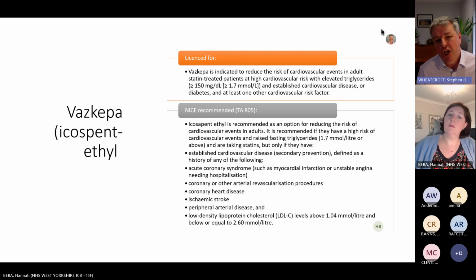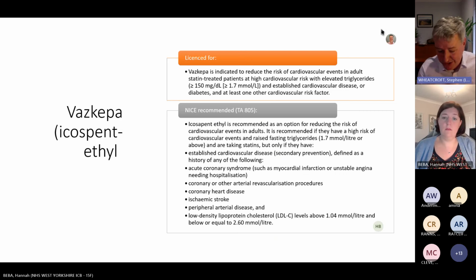Again, another underused and underprescribed adjunct we have to lipid lowering, which has been available recently in the UK following NICE technology appraisal, is icosapent ethyl. So over the years, we've had a lot of discussion about whether omega-3 fatty acids are useful in patients with cardiovascular disease. So icosapent ethyl is slightly different to the types of omega-3 fatty acids that have been used previously in clinical practice, and very different to those that are available over the counter.